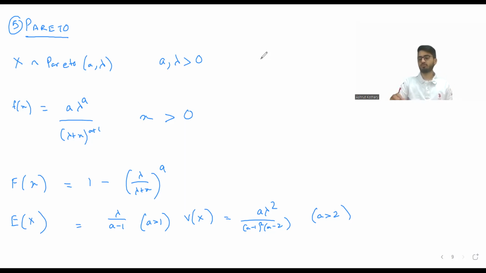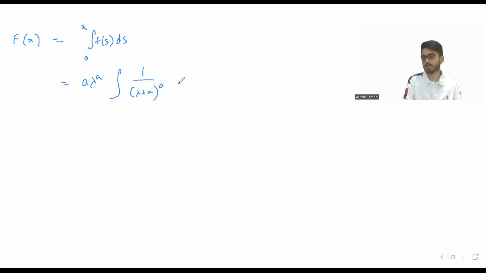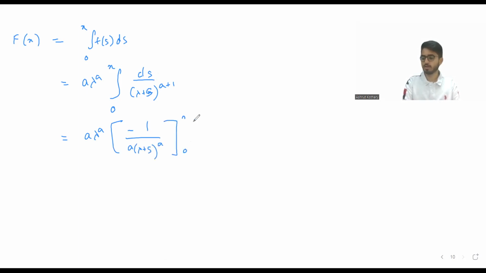So now here, let's start to first find the CDF. Fx is integral fs ds 0 to x. So I basically need to integrate 1 by lambda plus s to the power alpha plus 1, 0 to x. Now if you would remember, integration of this is nothing but minus 1 by alpha lambda plus s to the power alpha, 0 to x.